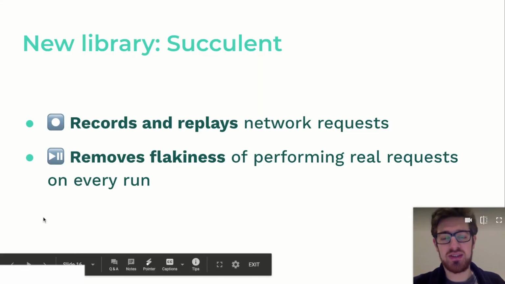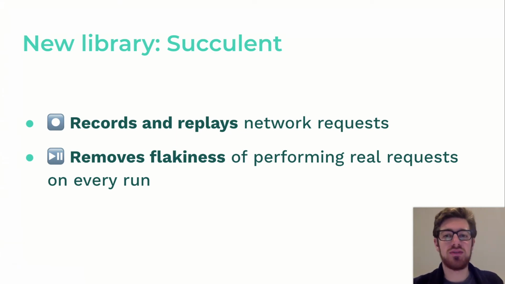So while UI tests are always going to be slow and they're always going to be a bit flaky, we did find there was one thing we could do to help with some of that flakiness and speed up the tests a bit, which is to bring in a new library called Succulent. It's a quite underrated, not so popular Swift library, but it's very useful because it records and replays network requests for you as you run your UI tests. And this helps to remove some of the flakiness of UI tests because you're not performing real requests every time you run the UI tests, only the first time you run them.